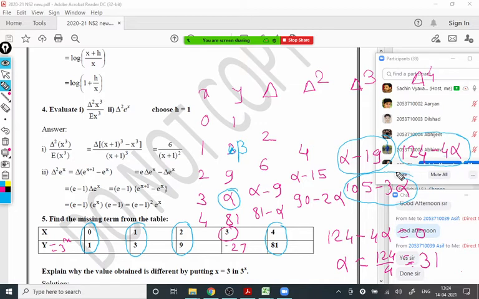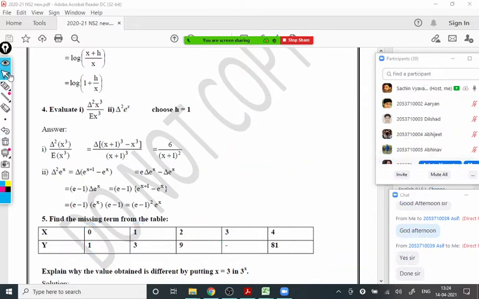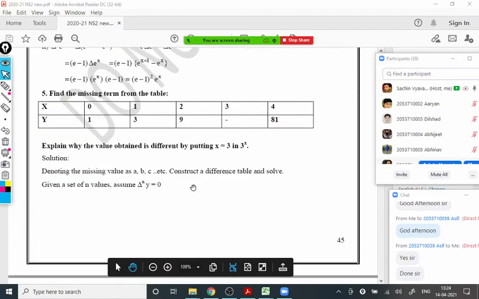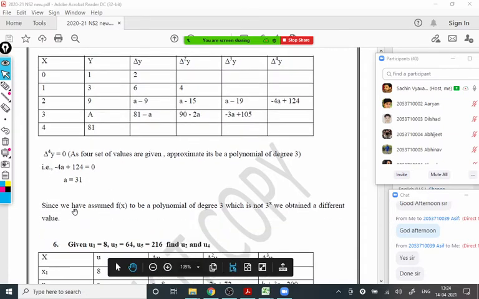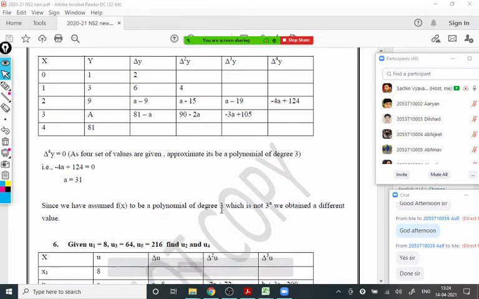Okay, so this is a solved example. I will show you a solution here. This is the original question. We have to find the missing value. Here a is taken as the missing value and a is found to be 31. The reason given is that we have assumed f(x) is a polynomial of degree 3. Because of that, the fourth derivative is 0, the fourth difference is 0. And that is not 3 raised to x.